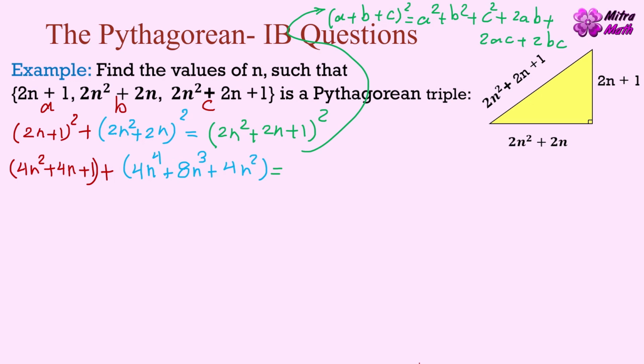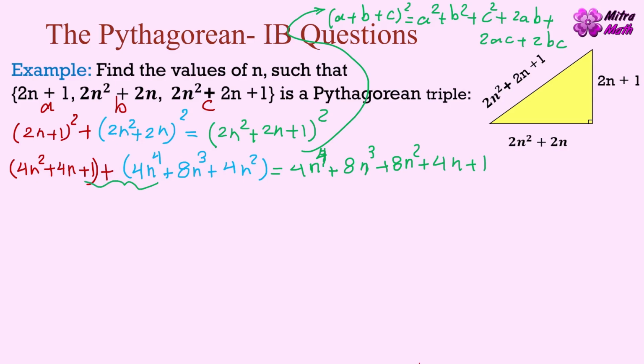Let's apply it to the right side. We will get 4n to the 4 plus 8n cubed plus 8n squared plus 4n plus 1. So keep the right side unchanged because there are no like terms. We are going to simplify the left side.